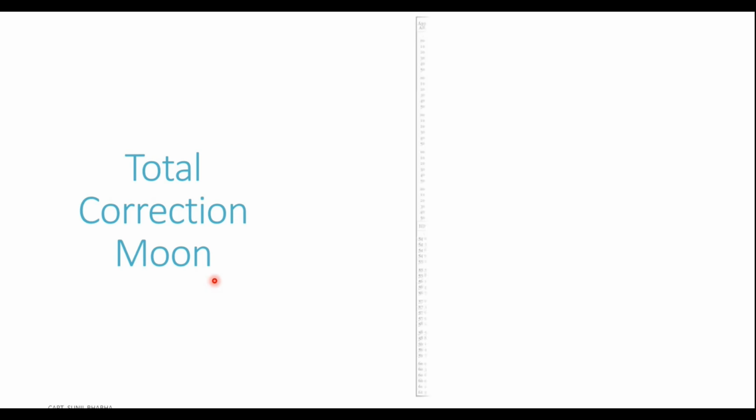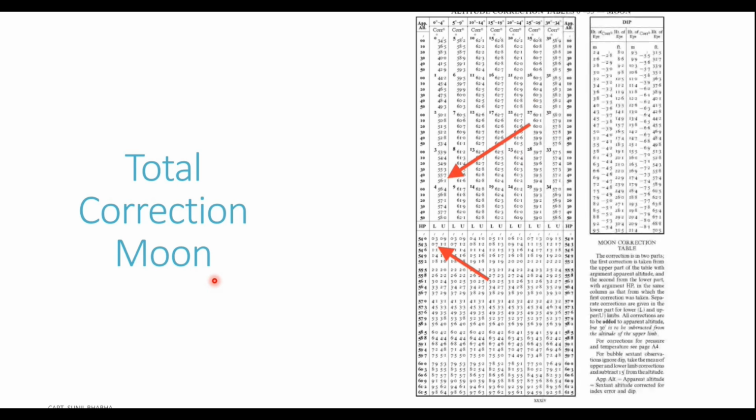The total correction for the moon is given on the last page of the almanac, and it extends to 2 pages. You can see the last page of the almanac now giving the altitude correction for the moon. Now this total correction table is divided into 2 parts. You see the upper part of the table, which gives you the main correction, and you see the lower part of the table, which gives you the HP correction. What is this HP? HP is the horizontal parallax. This is the parallax of the moon when the moon is on the horizon of the observer.